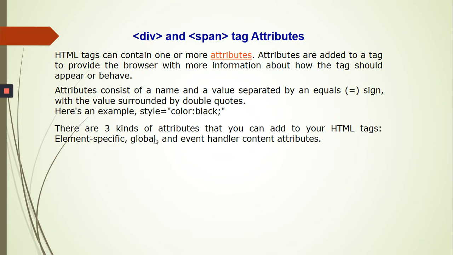Second is global. What do you mean by the word global? Global means available to everyone. And we have seen some attribute which is available to all the tags. Style, correct? Style is one of the attributes which is available to all the tags. So style is a global attribute.